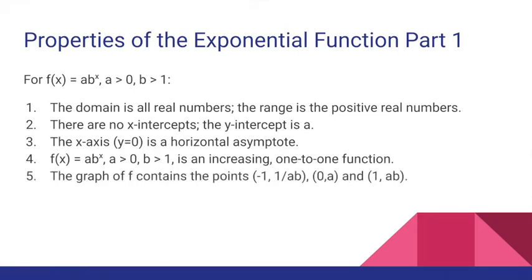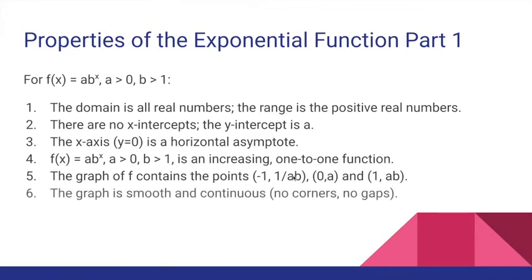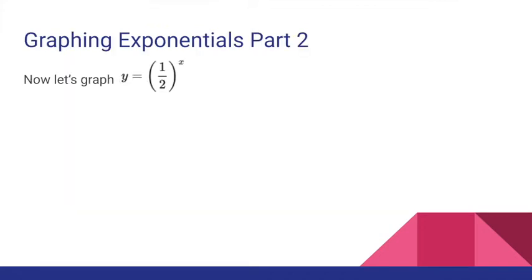It contains certain points that you can kind of rely on real quickly if you need to sketch a quick graph and you only need a few points. (0, a) will always be in there. We mentioned that a moment ago. (-1, a/b) and (1, ab) will always be on there, which in our case, again, a was 1. So we see the point (1, 2) and the point (-1, 1/2). Okay, those are reliable points that are always easy to find. And again, we have a smooth continuous graph.